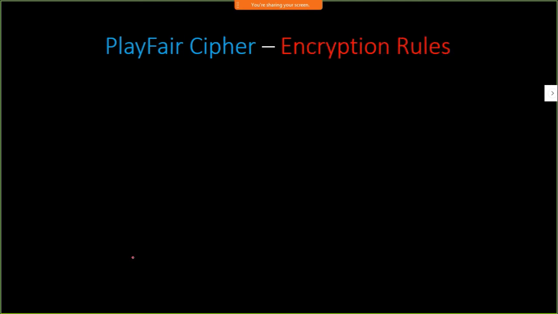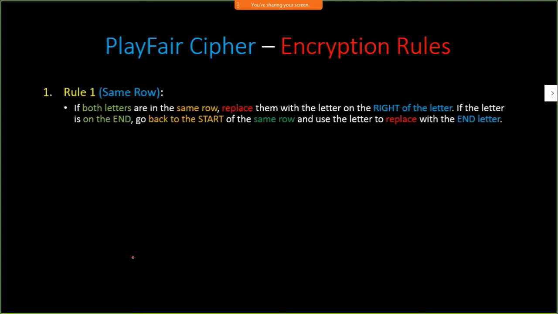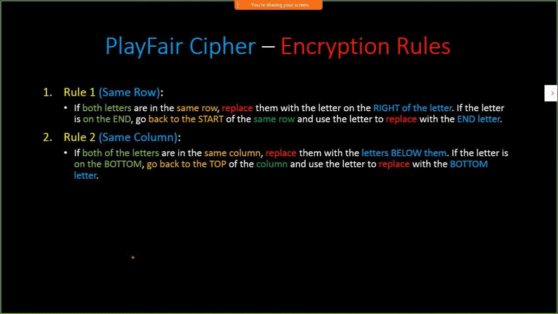So what are the encryption rules? Rule 1, same row: if both letters are in the same row, replace them with the letter to the right of each letter. And if the letter is at the end, go back to the start of the same row and use that letter to replace the end letter.